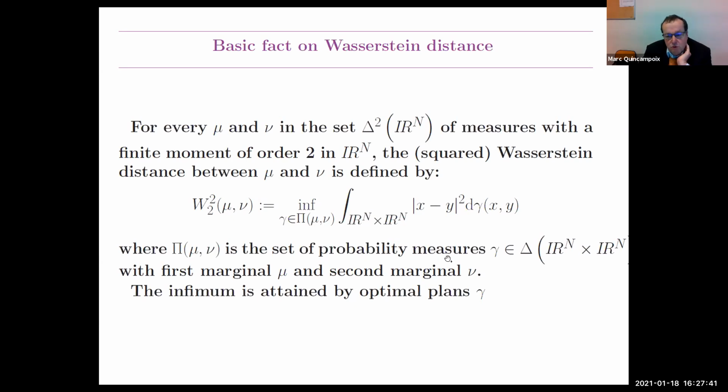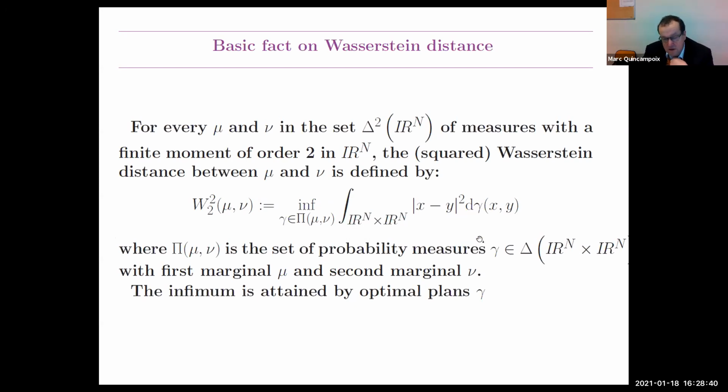What is P mu nu? It is a set of probability measures on the product space, whose first marginal is mu and whose second marginal is nu. So you see, this capital P of mu nu is a convex set, easy to see. It is compact, in fact, when we consider the topology associated to the weak star convergence of measures. And you have the minimum over a convex compact set of a function of gamma which is linear, so the infimum is attained, and we call an optimal plan every gamma which achieves this infimum.